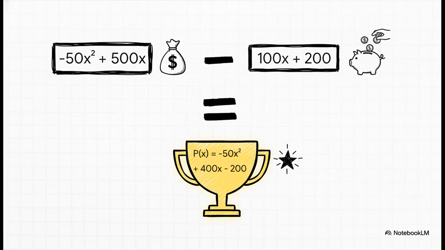We'll substitute in our two functions, that's our revenue function, negative 50x squared plus 500x, minus our cost function, 100x plus 200. Now be very careful here. This is another spot where students often make a mistake. We are subtracting the entire cost function, so you have to distribute that negative sign to both terms inside the parentheses. When you do that, you get negative 100x and negative 200. Then we just combine our like terms, and we get our brand new profit function. P of x equals negative 50x squared plus 400x minus 200.